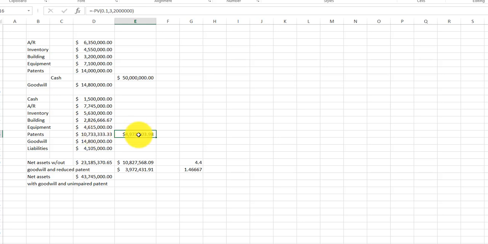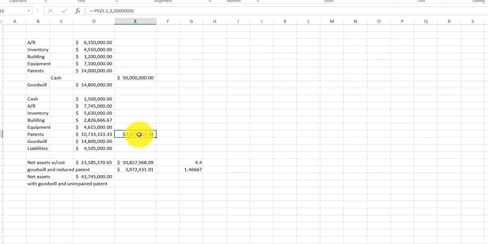So it is impaired. Once we know it's impaired, then we use the present value to get the fair value of this patent. There is no place that we can sell this patent. There's no market, nobody that publishes estimates of the value. So we have to do our own estimate based on future cash flows. And when we do that using this formula, we get just under $5 million.